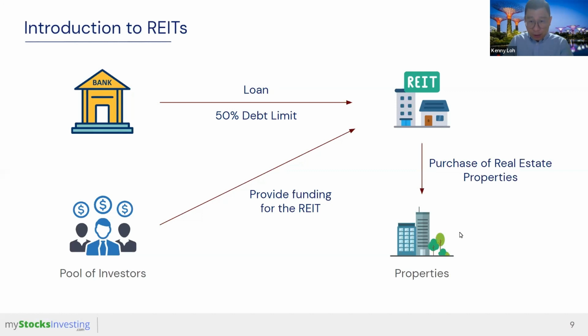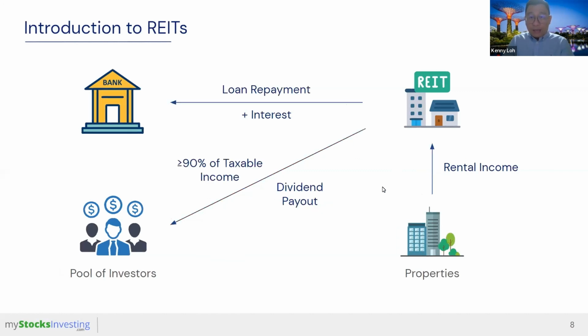After they purchase the property, whatever rental income is generated from the property, after paying off all the loan or interest expenses, 90% of the remaining taxable income they have to distribute back to the pool of investors as a dividend payout. The business model is very straightforward. Basically, again, what I say is 包租公包租婆, that kind of business model.